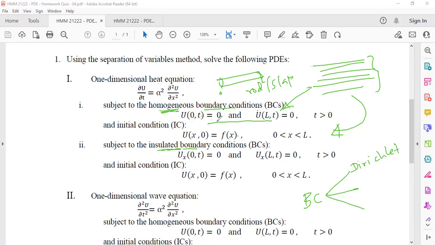So both are 0 boundary condition, we call it a Dirichlet or homogeneous boundary condition. Next one, if you have an insulated end, you also have the derivative of u at 0 comma t, and the derivative of u_x at L comma t. Not the normal u, you have the derivative insulated.